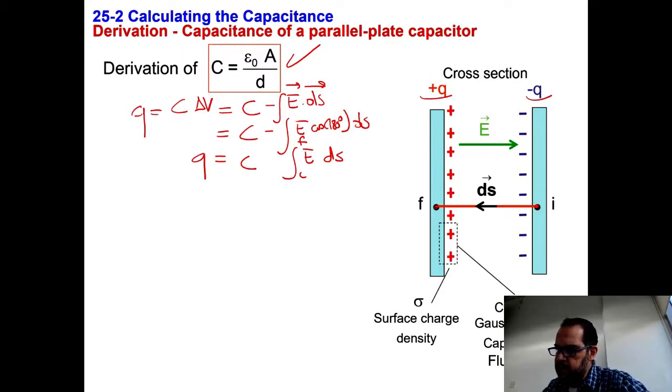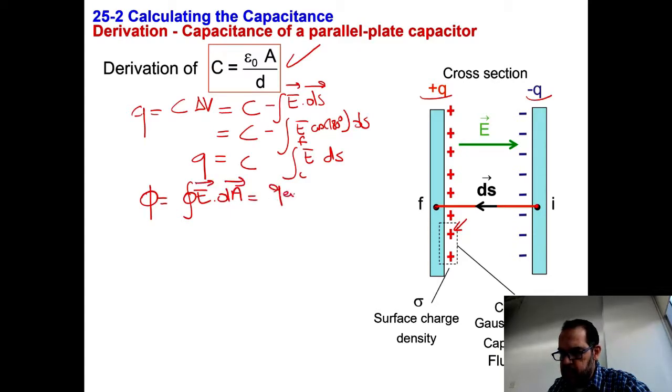Now, what is the electric field in this case? We can use a Gaussian surface. Let's assume we have a cylindrical Gaussian surface here, and we want to determine the electric field between the two plates. Remember, Gauss's law says the flux, the integral of E dotted with dA, is equal to the charge enclosed divided by epsilon 0. Let's assume, for example, that we have a charge per unit area sigma. The charge per unit area is sigma.